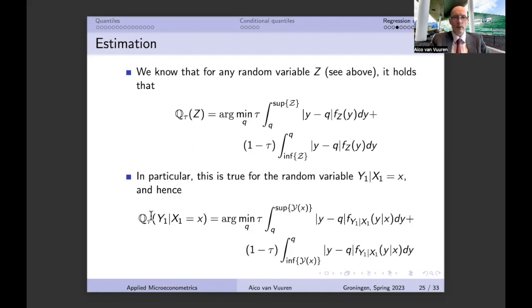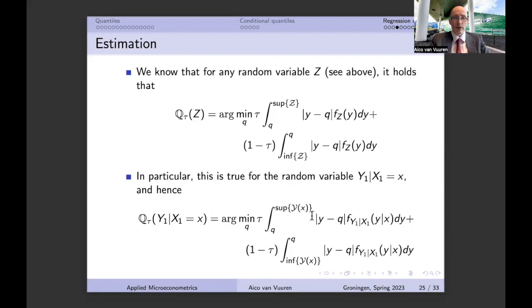So what we can do is write the conditional quantile as being the argument that is going to minimize this thing over here. Take into account that even though this is exactly the same as we have over there, there are some subtle differences. Here we have the conditional support of y conditional on x. And in addition to that, we have the conditional densities rather than the densities that we have there. But apart from that, everything is exactly identical.